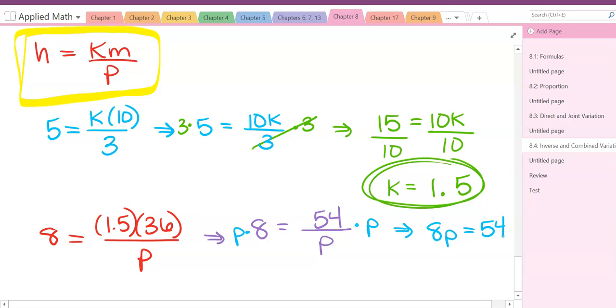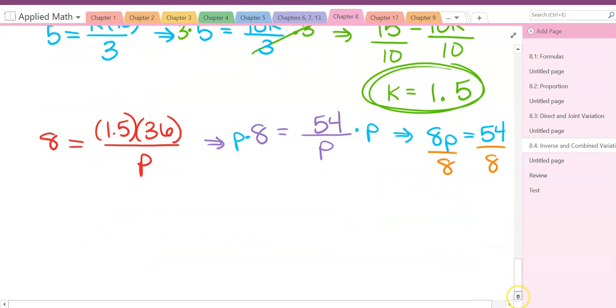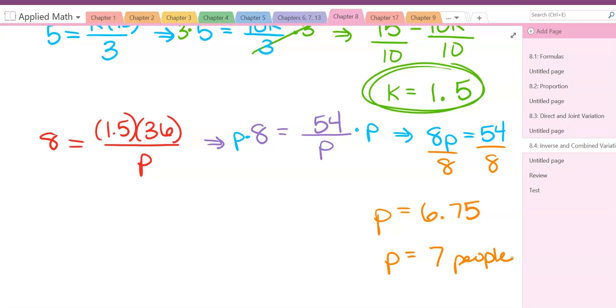How do I solve this problem now? Divide by 8. So what's 54 divided by 8? 6.75. Okay, now we're talking about people here. So we probably want to round up to 7 people to get this job done in enough time. Because if I round down, they're not going to quite finish in the amount of time they've given me. They want it to take 8 hours. If I don't have 7 people, they're not going to finish in 8 hours. They're going to need more than 8 hours.